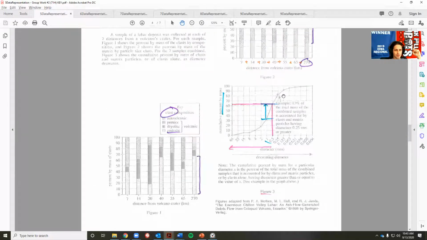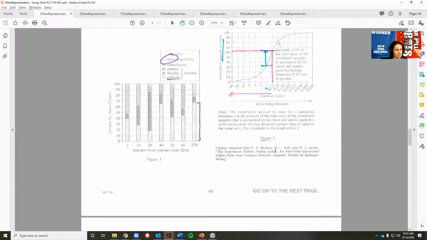Well, here's figure 3. Here's half a millimeter right here, and this says, okay, half a millimeter and greater in size, that looks to be, what is that right there, 63 or so percent. So this is an example: 83 accounted for 0.25 or greater. It told you how to read the plot. You had to do it for 0.5.